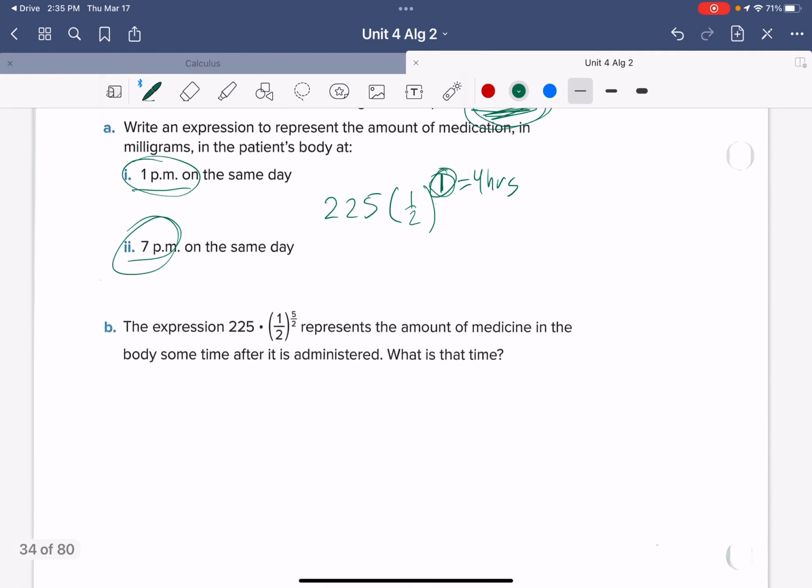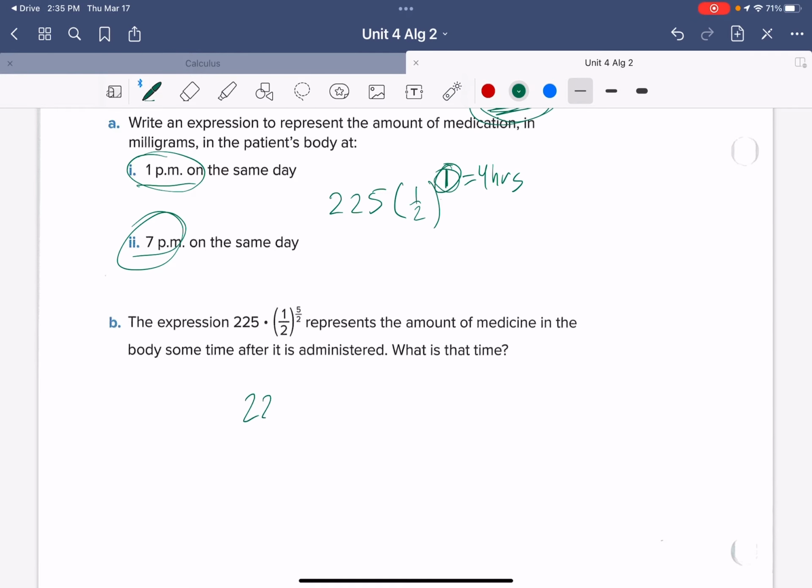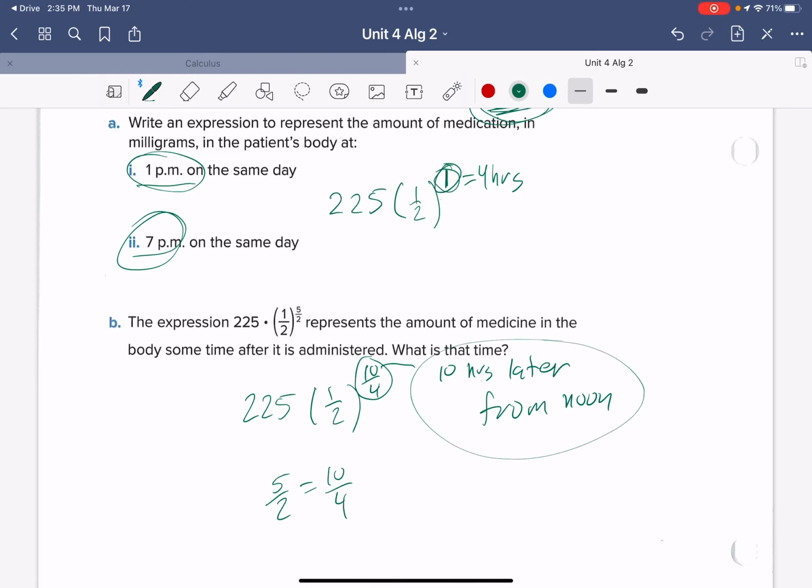All right, and then down here, it's 225, and it's the 1/2 power. And this needs to be in fourths. So 5 over 2 is equal to 10 over 4. So 10 fourths. Because it's 10 fourths, you can tell that it's 10 hours later. Later from what? It's 10 hours later from noon. So we can tell what time of night it is, right? So that it wants to know that.